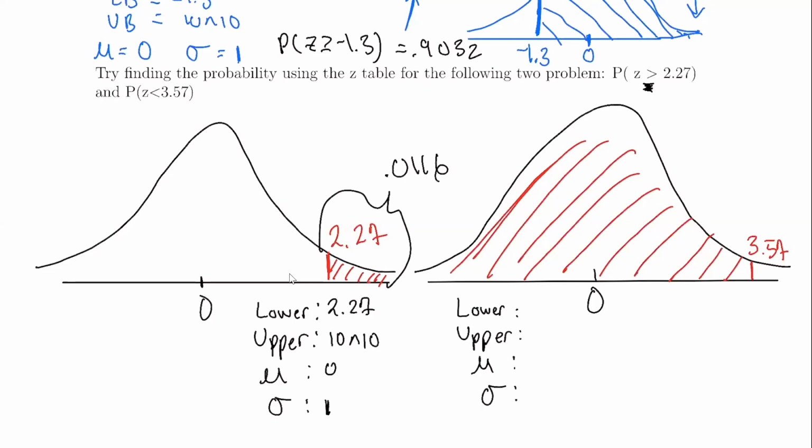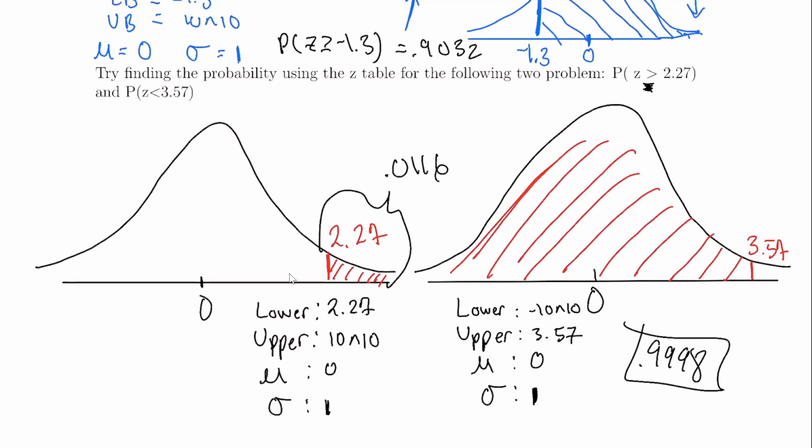For the second one, it's a little bit different because now you're shading the left-hand side. So the lower for that will be negative 10 to the 10 power. The upper will be 3.57. The mu will be 0. Sigma will be 1. And then if you do that, the probability for that one should be 0.9998. Right. And that's how you find the probability for those.